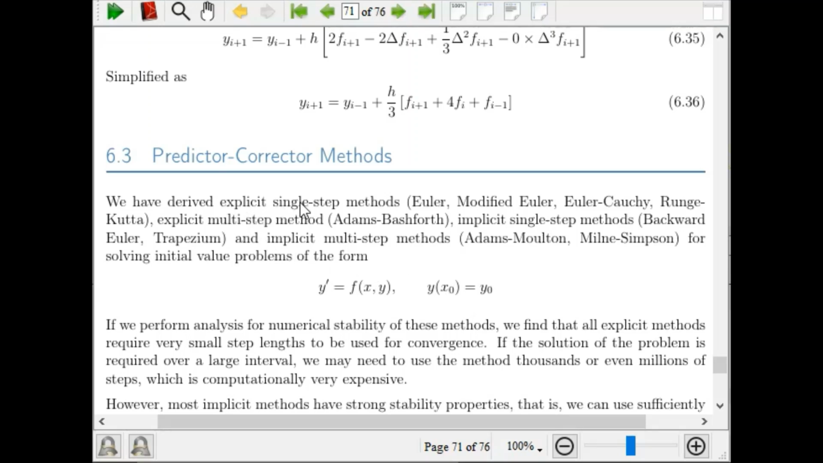So we have single step methods, or explicit single step methods: Euler, modified Euler, Euler-Cauchy, Runge-Kutta. Explicit multi-step method: Adams-Bashforth. These are all predictor methods. Then we have implicit single step methods: backward Euler and trapezium. Implicit multi-step methods: Adams-Moulton and Milne-Simpson. These are corrector methods.